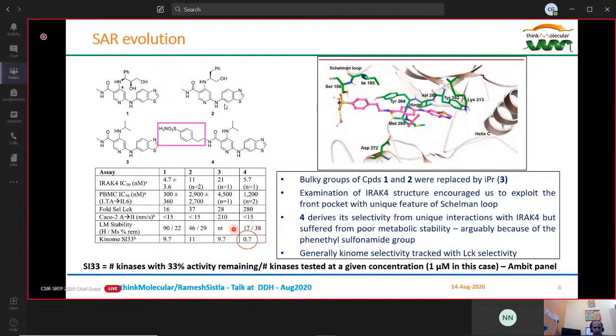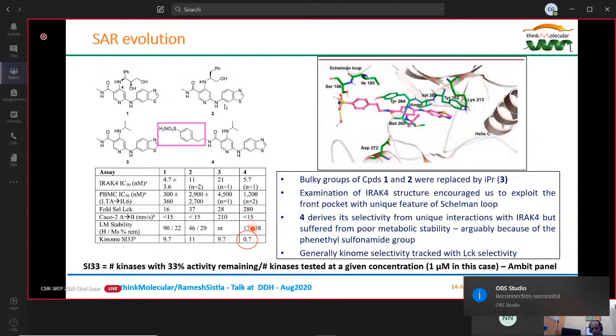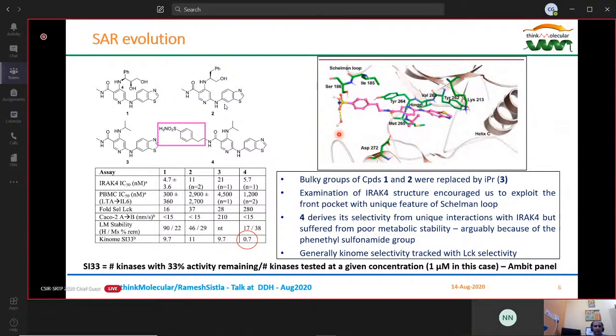Okay, maybe about 4 kinases with this at 1 micromolar, right? So that's not a general rule, but for this class of compounds, that seemed to actually work. But the phenethyl sulfonamide, this compound 4 itself, suffered from poor metabolic stability, arguably because of the phenethyl sulfonamide. This phenethyl group usually is a bad actor in metabolic stability, gets oxidized very easily.